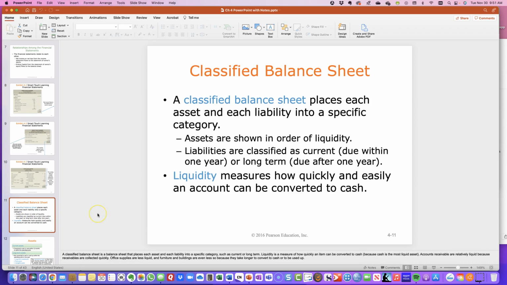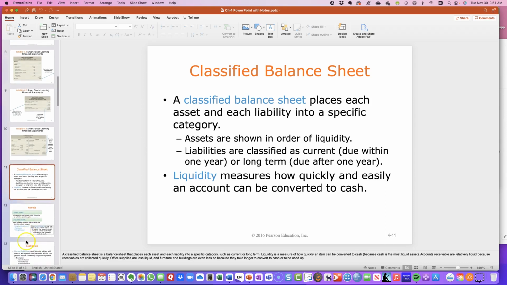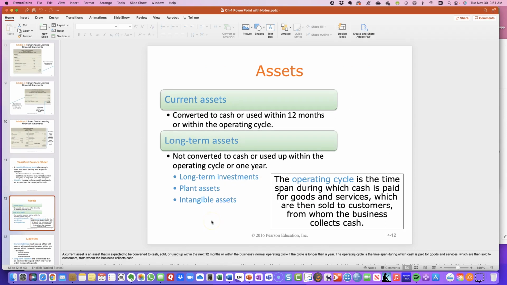So then let's move to the classified balance sheet. And here is where you are placing each asset and each liability into a specific category, right? Assets are shown in the order of liquidity, and liquidity means how quickly they can be converted into cash. So cash is typically listed first. And then liabilities are also classified as current, which is due within 1 year, or long-term, which are due several years from now. Okay, and so then we want to show our assets as current and long-term.